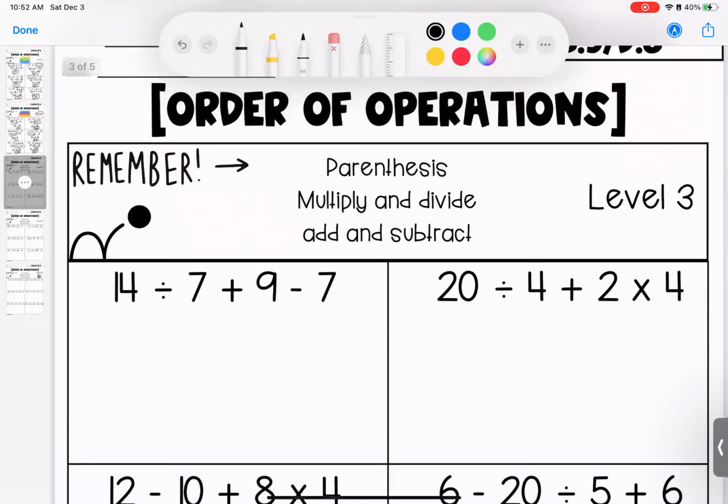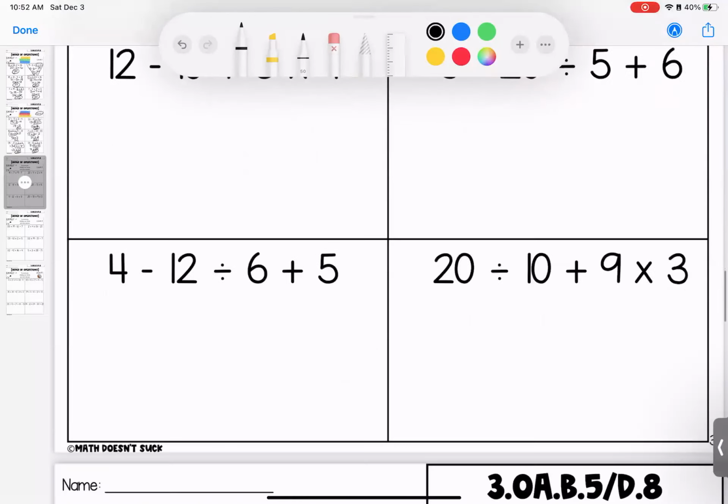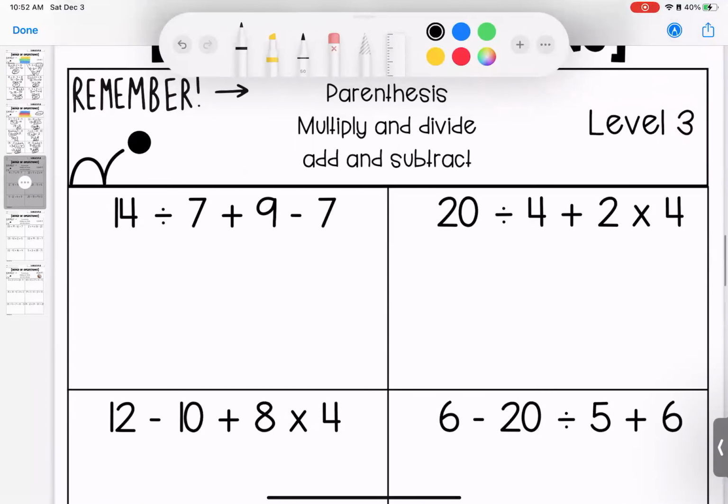Here comes page 3, level 3. Now this page does not have parentheses, but it does have an extra step. So these are longer equations. We're focusing on multiplying and dividing, adding and subtracting as we see them in the problem. So first I look for multiply and divide.